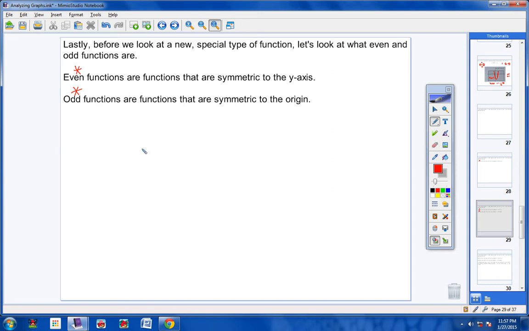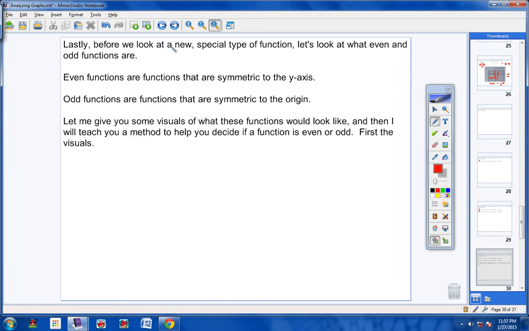Let's continue on now. I want to give you some visuals of what these functions will look like, and then I will teach you a method to help you decide if a function is even or odd. But first, the visuals, okay?